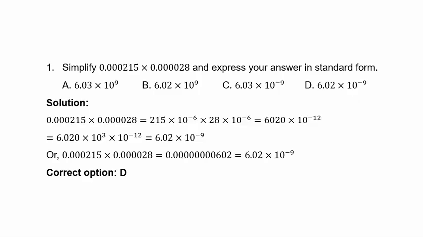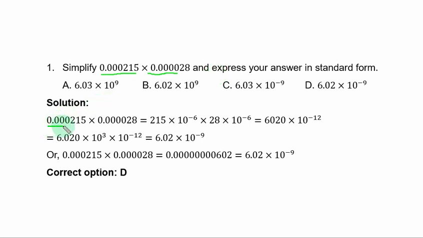Question 1. Simplify 0.000215 times 0.000028 and express your answer in standard form. Solution. You can do this in two ways.